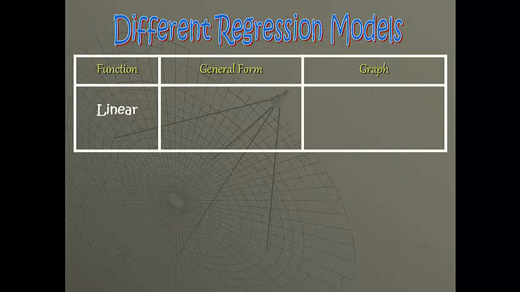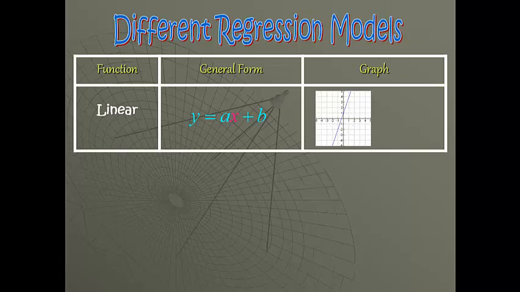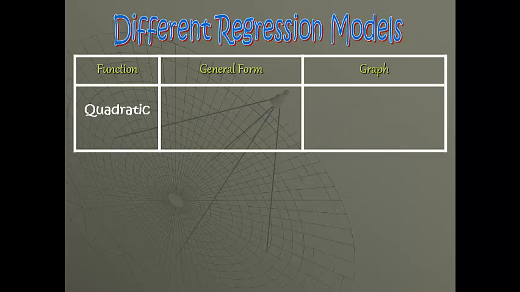So the different regression models. Our first regression model is linear, and the general form for it is y equal ax plus b. And this is the graph for it. So please write these down in your notebook because they are very important, because you need to know the difference between the functions. So this is the first function, linear, y equal ax plus b, and that is the graph and how it looks like. This is another graph to show the linear function.